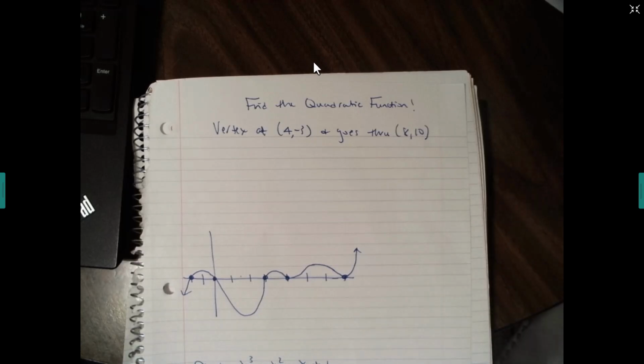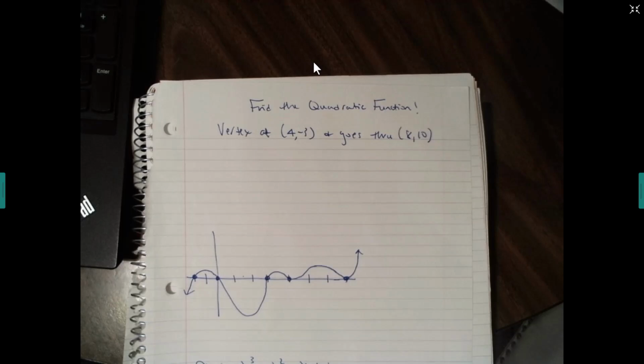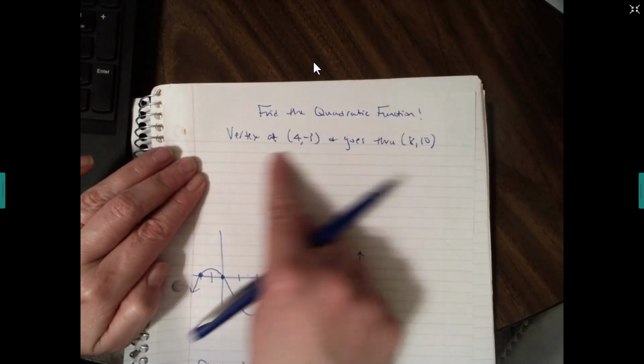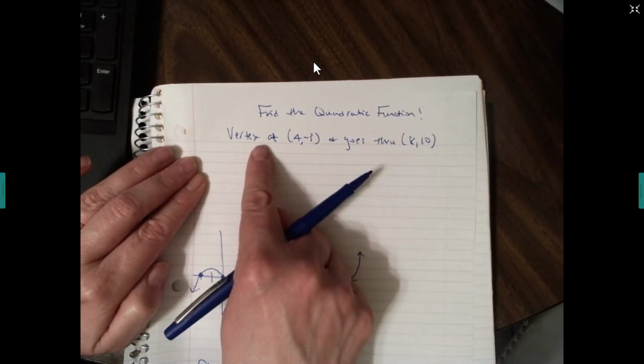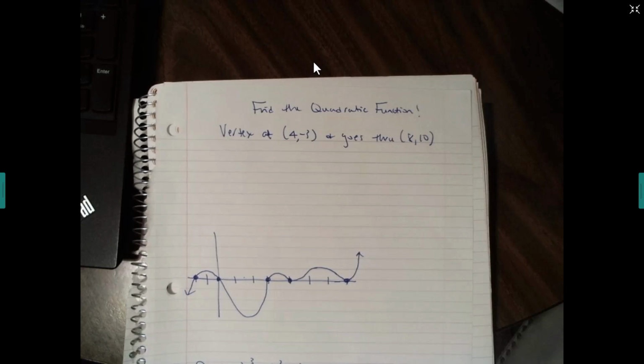Okay, I want to do a quick review of quadratics, and then this kind of leads into polynomials a little bit. We'll see how far we can get in this video. So say I want to find a quadratic function, and I know the vertex is here, and I know it goes through this point. Now, I could graph it to get a feel for it.